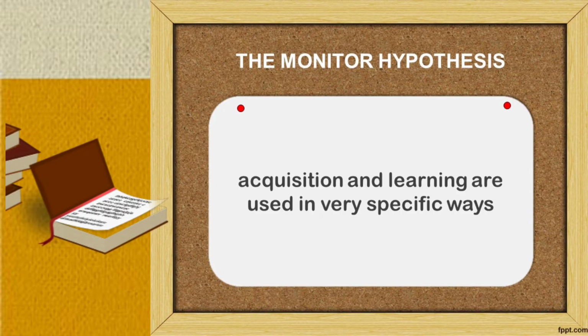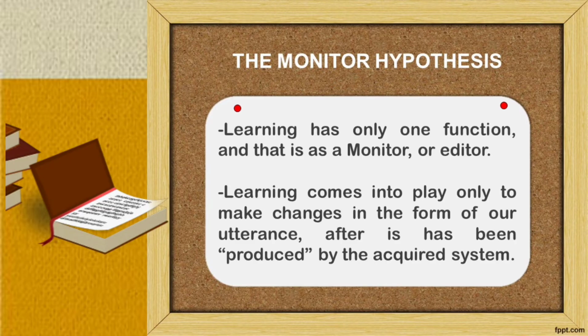The monitor hypothesis. The monitor hypothesis claims that acquisition and learning are used in very specific ways. Normally, acquisition initiates our utterances in a second language and is responsible for our fluency. Learning has only one function, and that is as a monitor or editor. Learning comes into play only to make changes in the form of our utterance after it has been produced by the acquired system. This can happen before we speak or write or after self-correction.